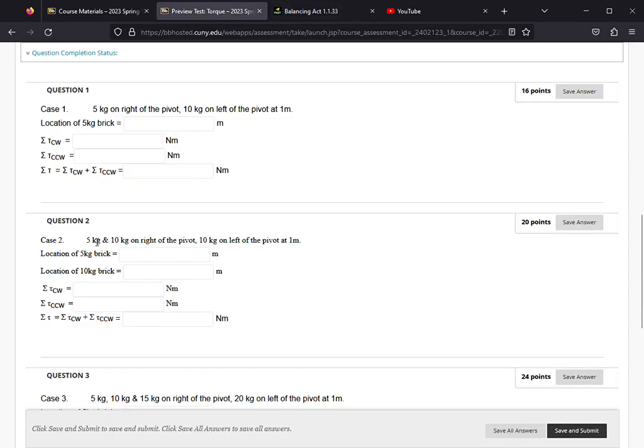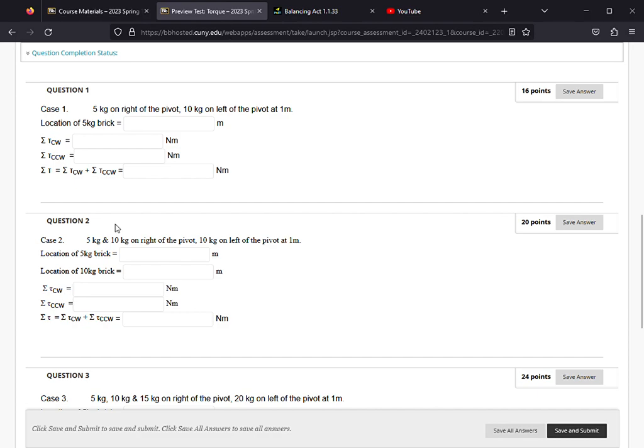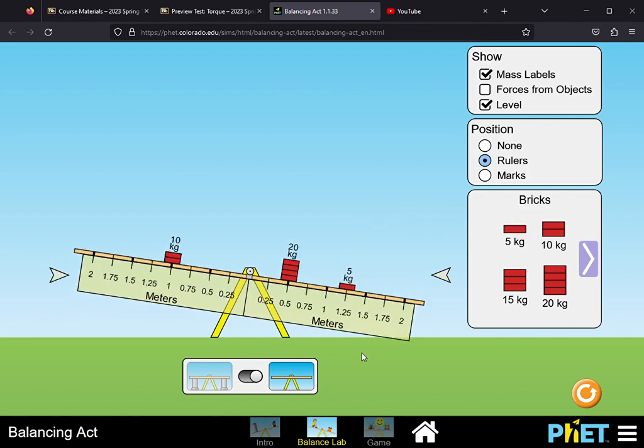The second question is giving you 3 different masses, 2 on the right of the pivot, 1 on the left. The one on the left is the same: 10 kilogram on the left of the pivot at 1 again. So we are not going to touch this side, but there's going to be another one over here. Instead of 10 and 5, which is your question, I'm going to use 5 and 20. Let's make another 5 here to the right side.